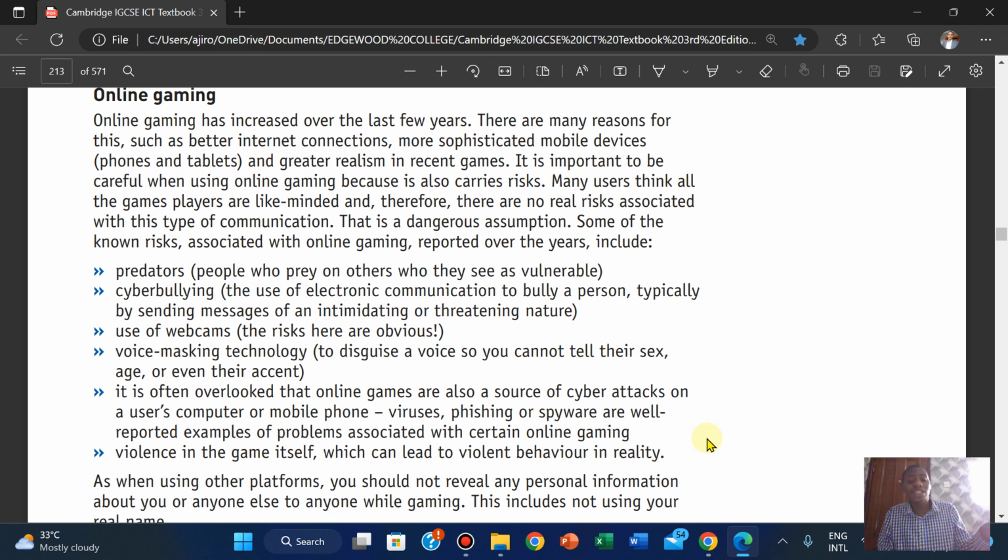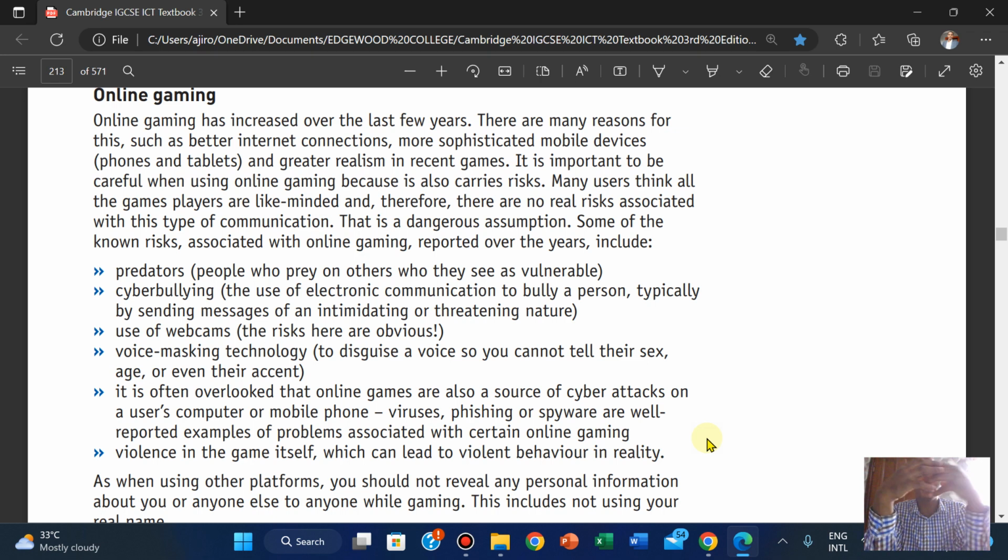It is often overlooked that online gaming is also a source of cyber attacks on a user's computer or mobile phone. Even browsing, phishing, or spyware are well-reported examples of problems associated with online gaming. People could actually send a virus to your system. They say, I'm sending you a file, and you click on it, it could be a virus. Then there is violence in the game itself, which can lead to violent behavior in reality.